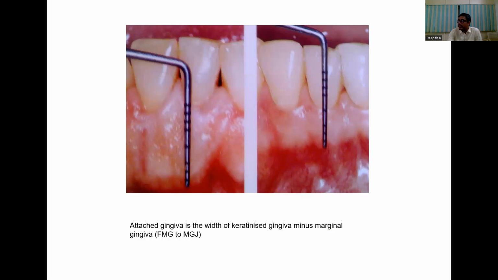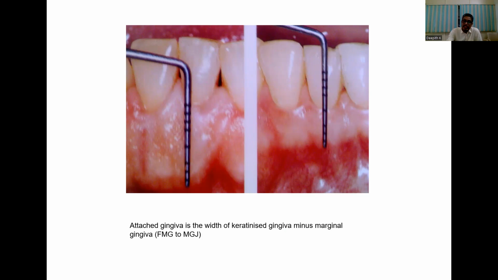How will you measure the attached gingiva? First, you measure the depth of the sulcus. Then you measure from the marginal gingiva, the margin of the gingiva, to the external surface which demarcates the attached gingiva from the movable tissue. That is called the mucogingival line. From that, you subtract the gingival sulcus depth and you get the value. That is called the clinical method of measurement of attached gingiva.